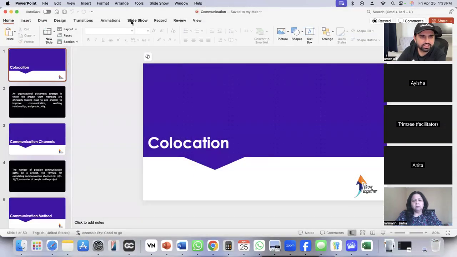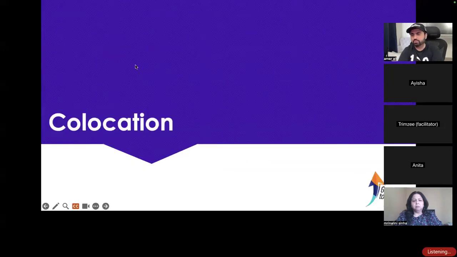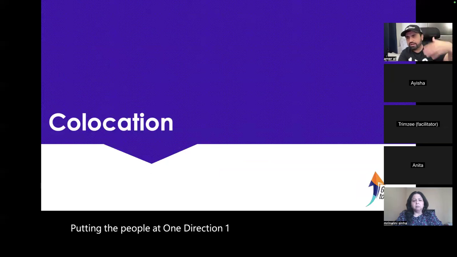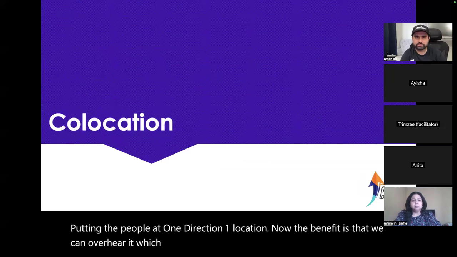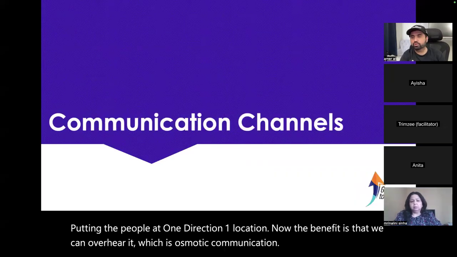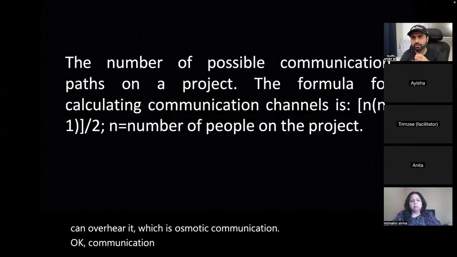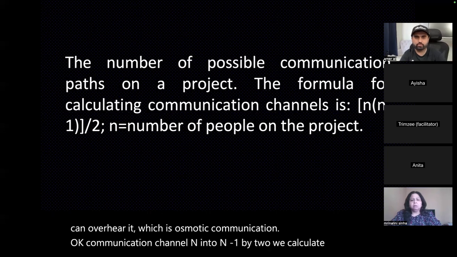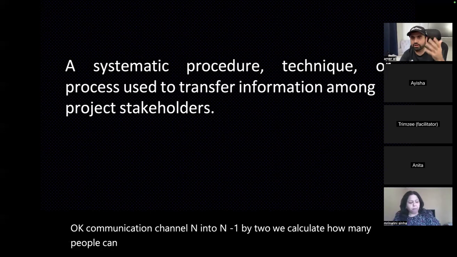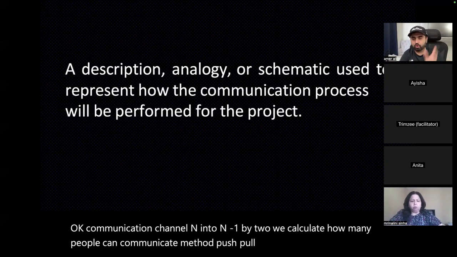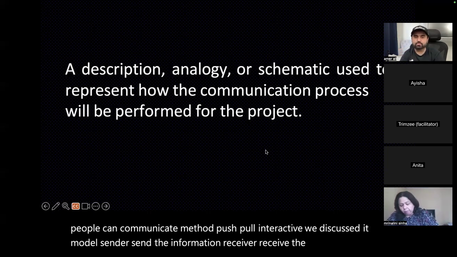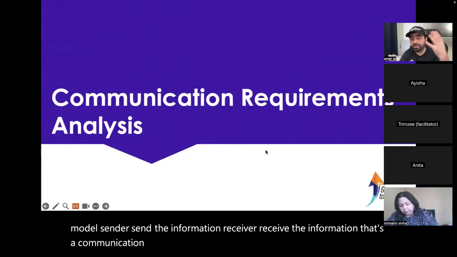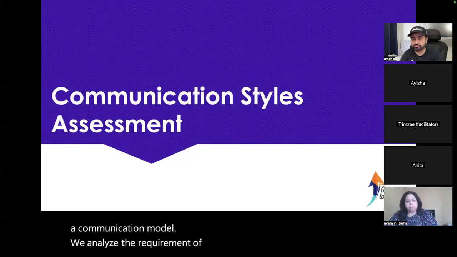Okay. Communication. What is co-location? Putting the people in one location. The benefit is that we can overhear, which is osmotic communication. Communication channels: n into n minus 1 by 2. We calculate how many people can communicate. Methods: push, pull, interactive. We discussed it. Model: sender sends the information, receiver receives the information. That's a communication model. We analyze the requirements of the stakeholders.